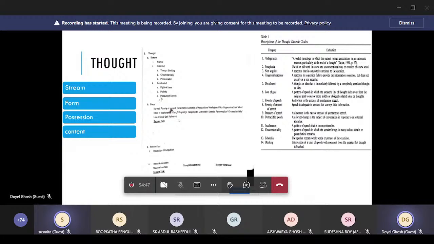Incoherence is when there is no coherence in the syntax of the sentence. An incoherent word would be an example of a jumbled sentence. What is clang? Clang association is rhythmic.